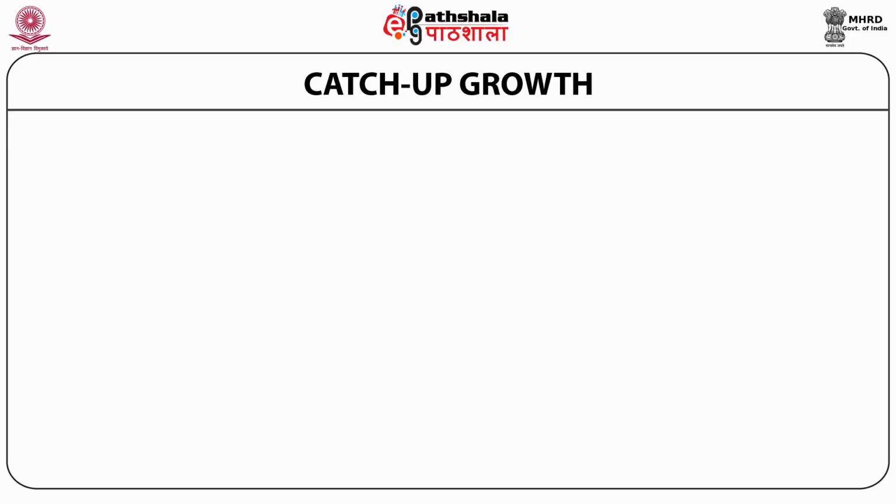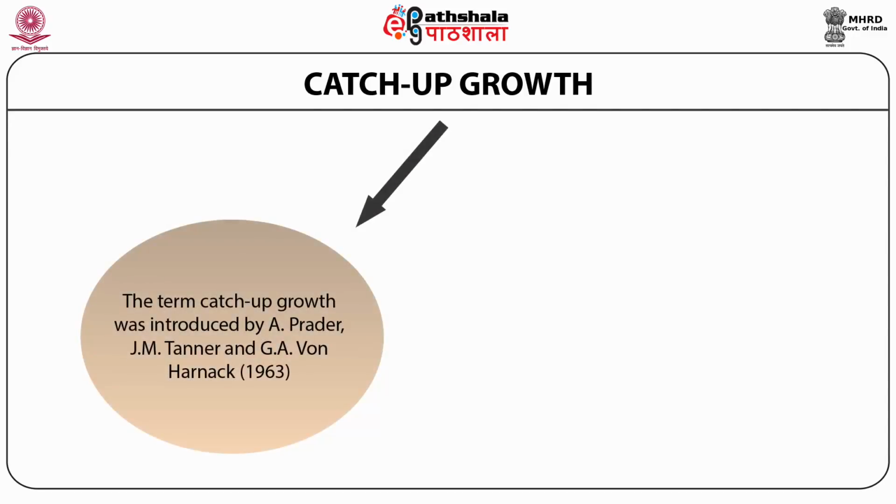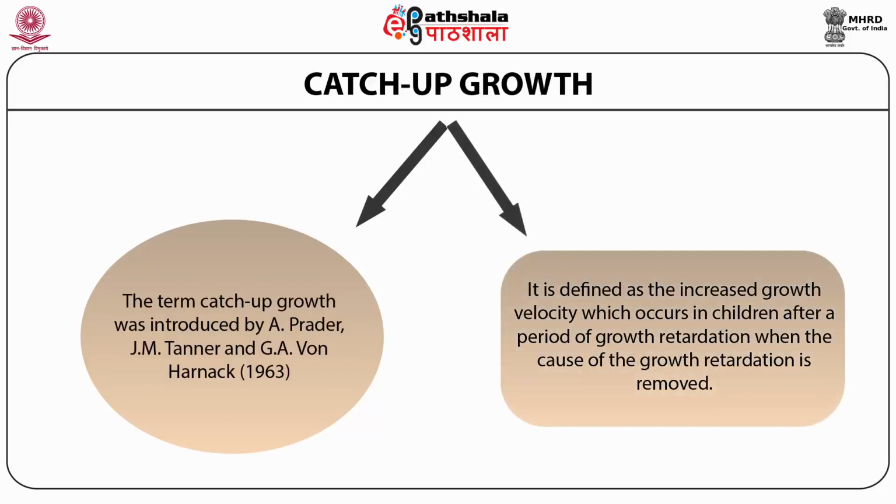Catch-up growth. The term catch-up growth was introduced by A. Prader, Jim Tanner, and G. A. von Harnack in 1963 to describe the increased growth velocity which occurs in children after a period of growth retardation when the cause of the growth retardation is removed. It is the growth velocity above the statistical limits of normality for a particular age during a defined period of time following a transient phase of growth inhibition.